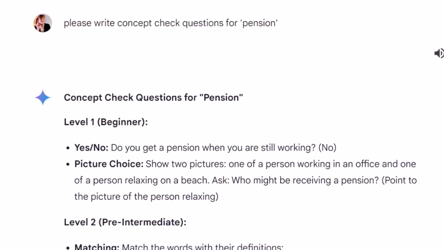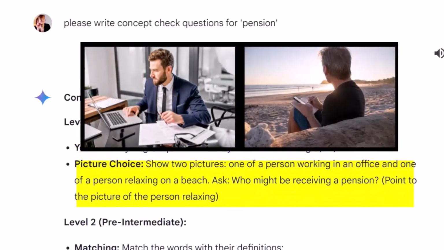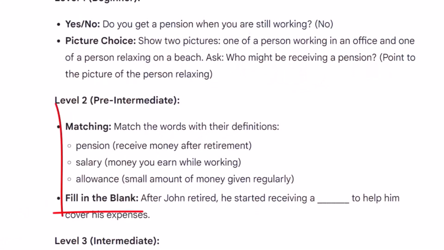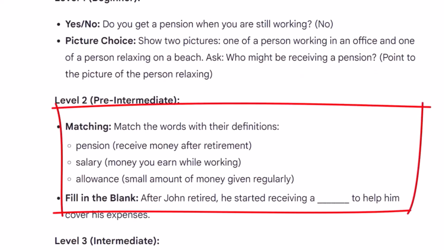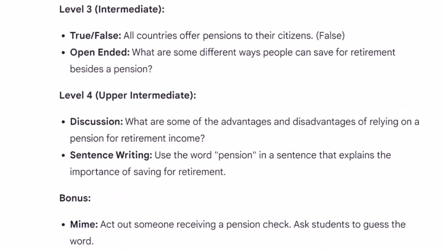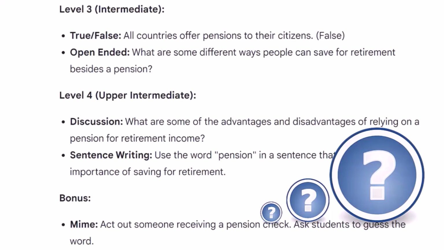I think this first one is really useful, but the next one could easily be misleading. Is the person on the beach just relaxing? Do they have to be getting a pension? The next ideas are quite helpful. These are words which could be confused, but the other questions don't seem so good to me, although some could work. What do you think?